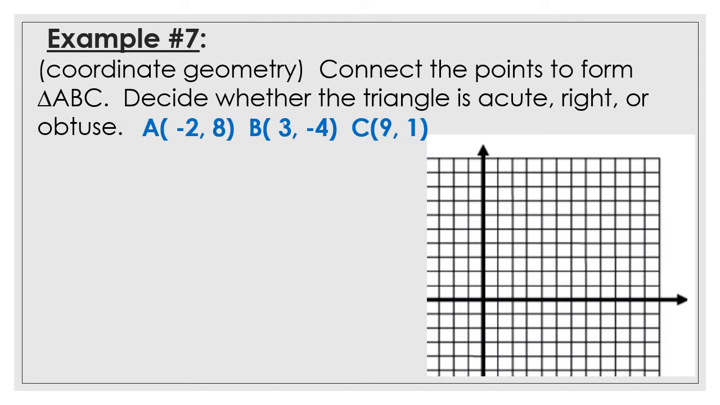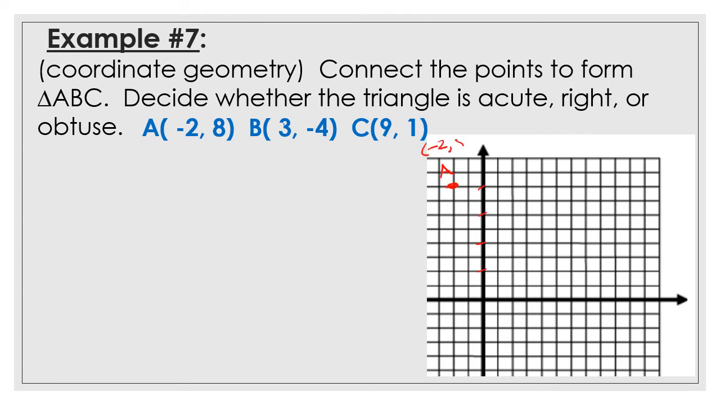All right, I know this is your favorite, coordinate geometry. You will thank me on the ACT. Connect the points to form triangle ABC. Decide whether the triangle is acute, right, or obtuse. So let's plot said points. Just take a minute, hit pause and do that. Yes, you know, I talk to myself.